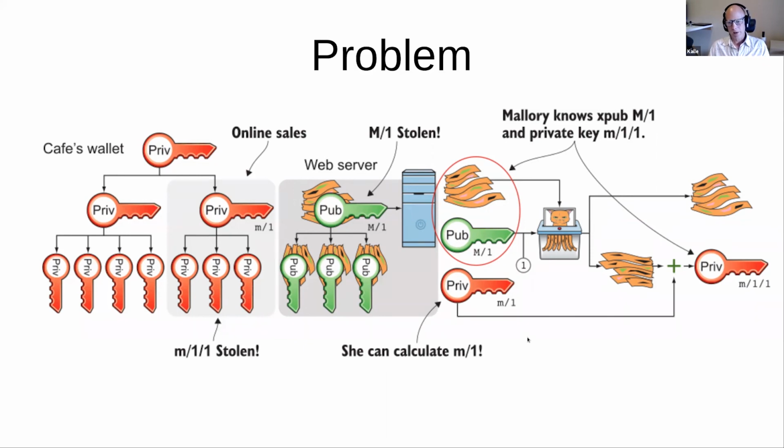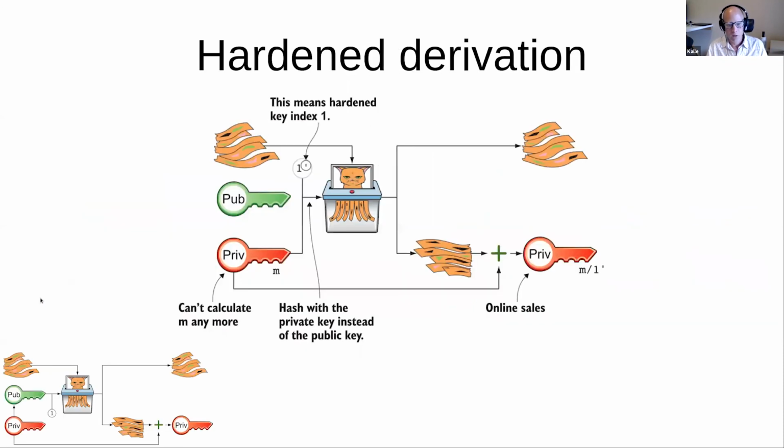Ideally you would like to prevent this from happening altogether, but that's hard. But what you can do is isolate certain accounts from each other. So you can isolate this online sales account from the counter sales account. And we do that through something called hardened derivation. Hardened derivation doesn't use the public key as input to the hash. It uses the private key instead. Okay, so let's have a look here.